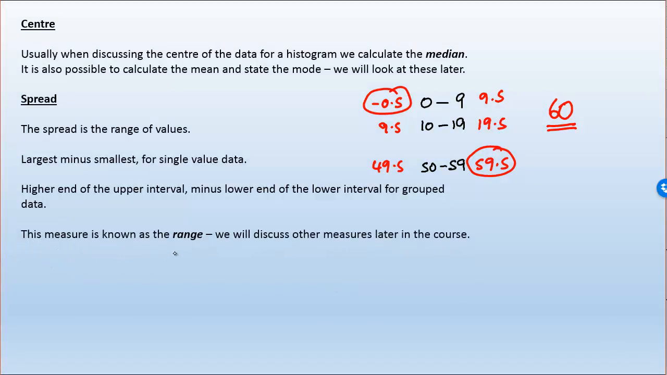This measure is known as the range, as we've mentioned. We'll discuss other measures later in the course. There are other measures of dispersion of data, but for now we're just going to stick with the range.